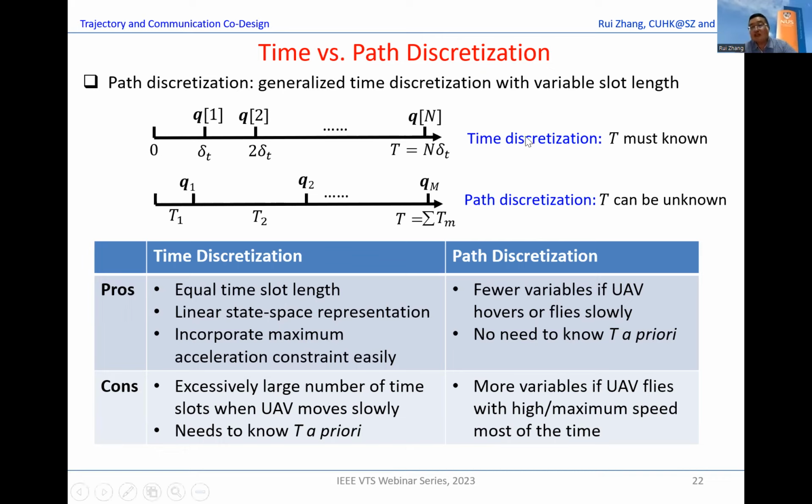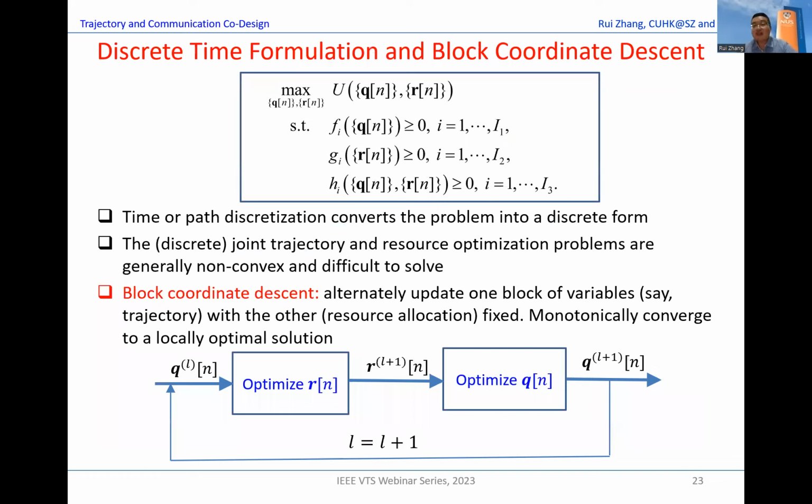Whereas in the time discretization, we need a much larger number of discrete variables that actually scales with the period duration of T2. So from this example, we can see that how to quantize or discretize the UAV trajectory is a key problem. Now, suppose we have already done the discretization. So now we have all the variables for the UAV trajectory and the resource allocation over discrete time or discrete variables.